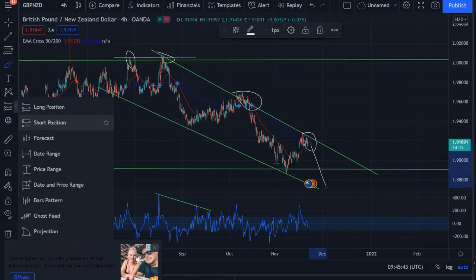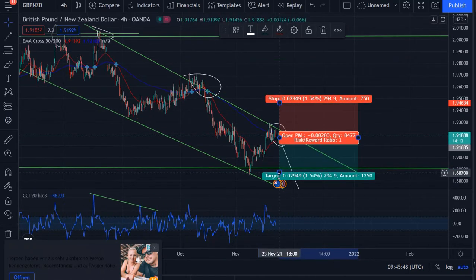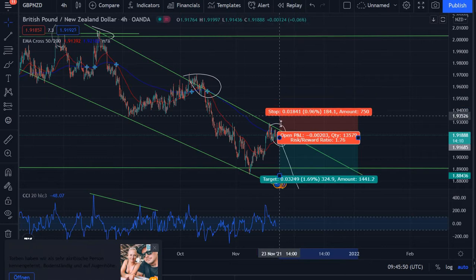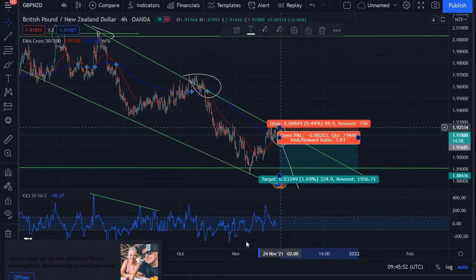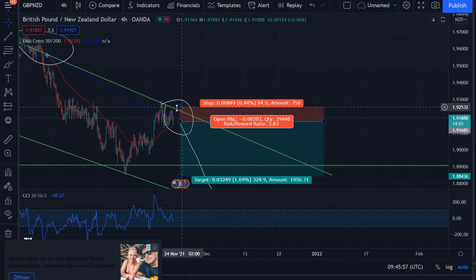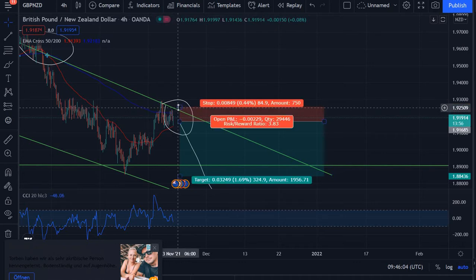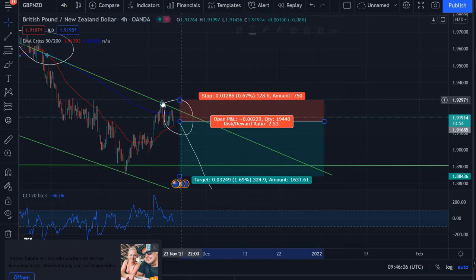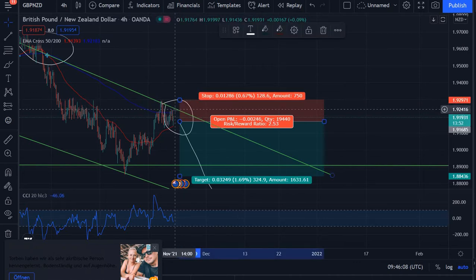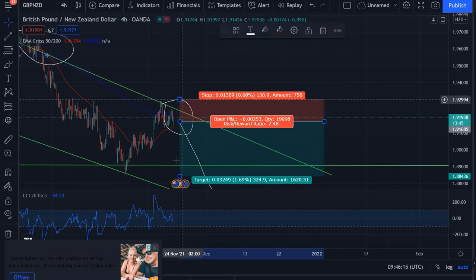So long story short, here is the trade with the stop loss slightly above this last high, or if you want to be a little bit safer, you can go to this one, or if we hit this stop loss, you can enter a new trade and then put the stop loss up here.